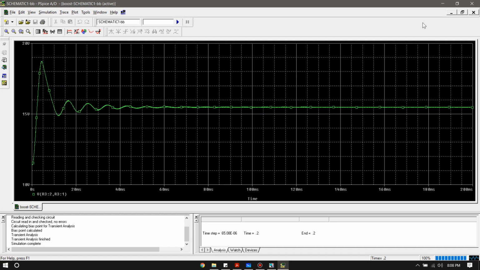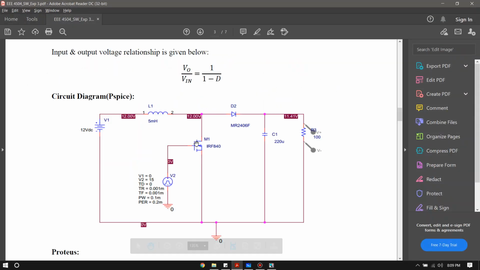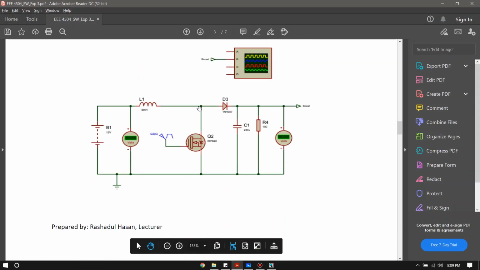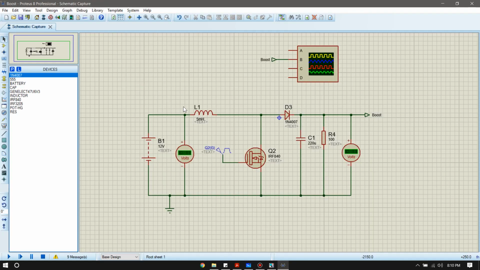Okay, so that's how the boost converter operates using PSpice. And now we're going to be looking at the Proteus circuit. Okay, so this is a Proteus circuit, and let me go to Proteus. So this is the circuit of the boost converter in Proteus. As you can see, we're not using the 555 timer circuit anymore. We're using this pulse generator.